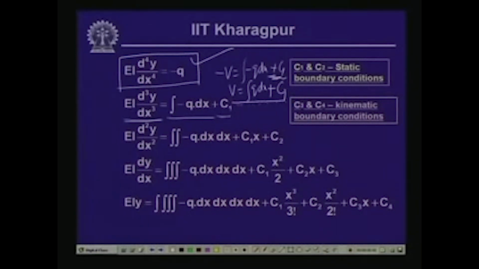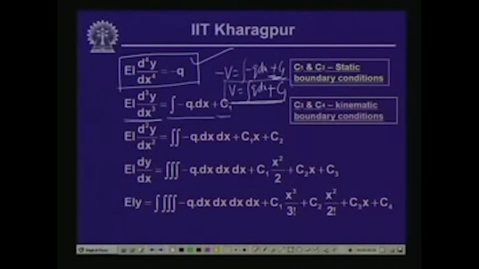V equals integral of q dx plus a constant: this expression we saw earlier when we evaluated the shear force and the bending moment, where q is equal to dV dx, and thereby V was the integral of q dx plus a constant term. This expression we arrived at from the equilibrium of a small section taken out from the whole beam. So this expression represents the equilibrium of the loading system.